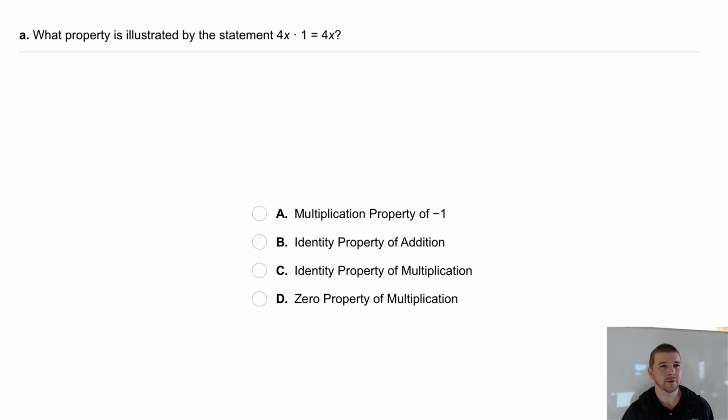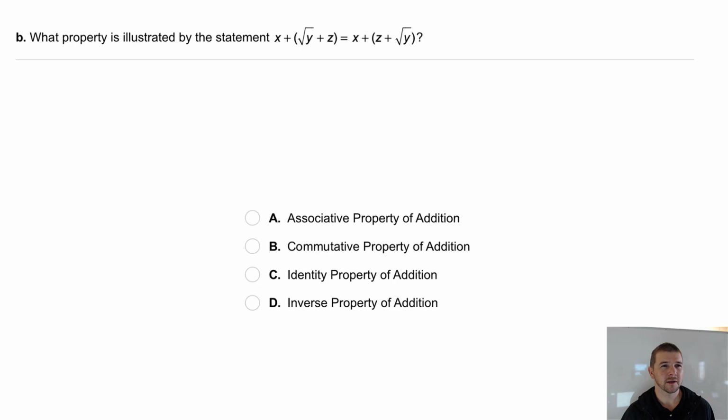Your turn, part A. What property is illustrated by the statement 4x times 1 equals 4x? Part B. What property is illustrated by the statement x plus the square root of y plus z equals x plus z plus the square root of y? Take note of what's changed from left to right and let that help you identify the property.